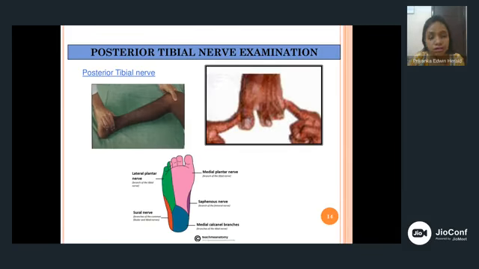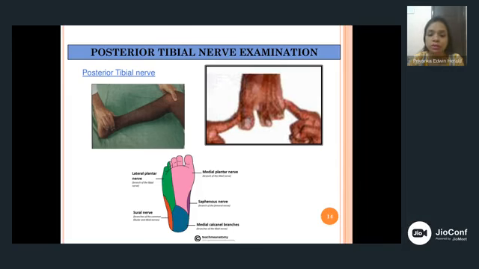The next important nerve, very commonly affected in leprosy, is the posterior tibial nerve. The posterior tibial nerve comes superficial just behind the medial malleolus, at the ankle. You can see in the picture the therapist is palpating, and there, if the patient feels tenderness, thickening, or any change in consistency, then we can say the posterior tibial nerve is affected.